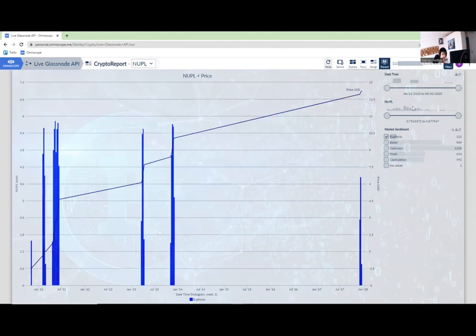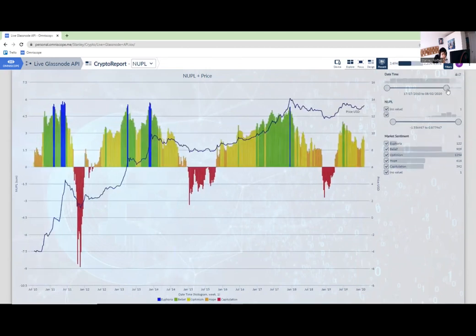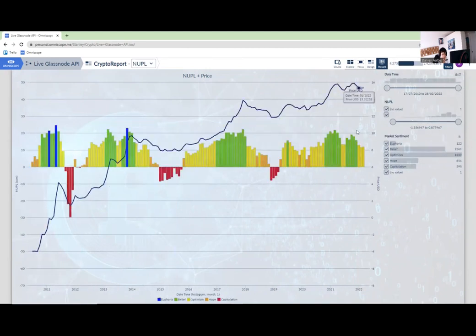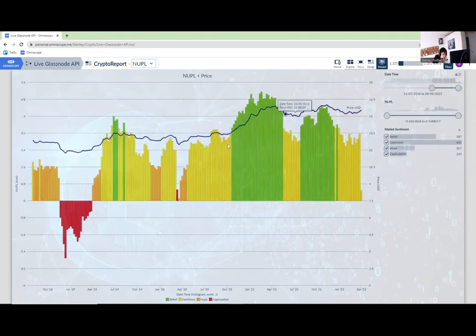So if we reset this, as we can see, if we look at current price data, there hasn't been any extreme values of either euphoria or capitulation in the last 4 years. But it's good to keep an eye on this in case we do reach those levels.